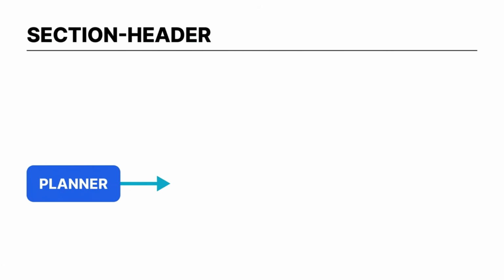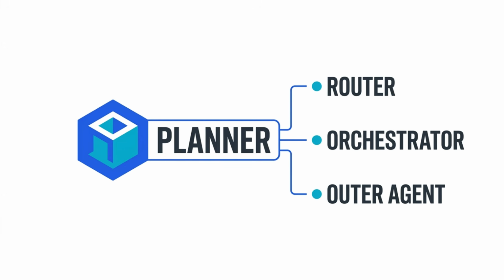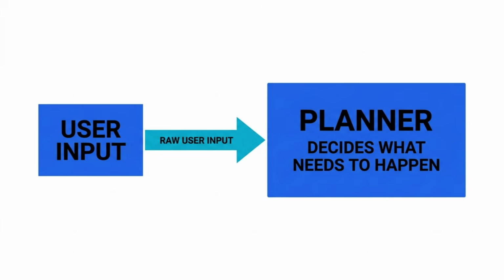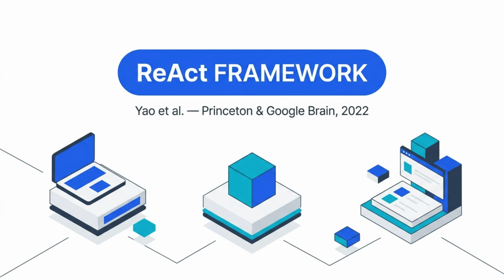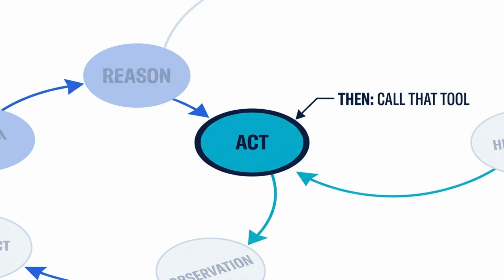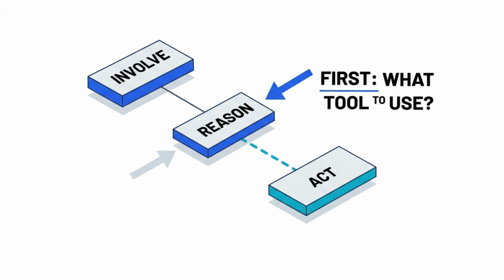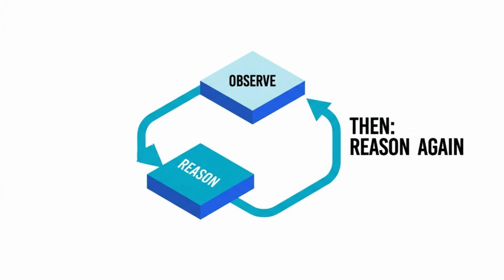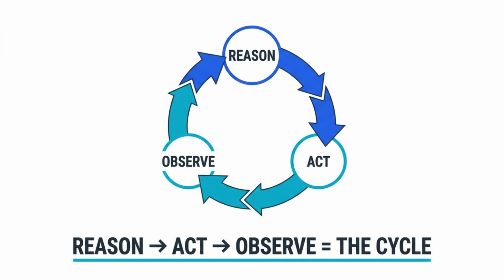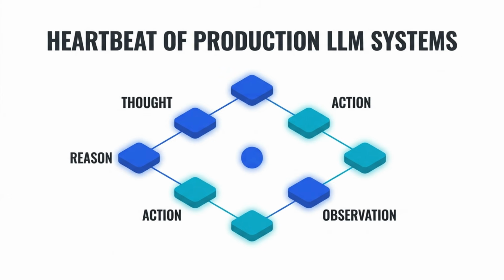So what does that system look like, step by step? It starts with a planner. The planner, sometimes called a router, sometimes an orchestrator, sometimes the outer agent, receives the raw user input and decides what needs to happen. In the ReAct framework, which was introduced by Yao et al. in a 2022 paper from Princeton and Google Brain, this planning step is formalized as a reason-then-act loop. The model does not just answer. It first reasons about what tool to use, then acts by calling that tool, then observes the result, then reasons again. That cycle, reason, act, observe, is the heartbeat of most production LLM orchestration systems today.